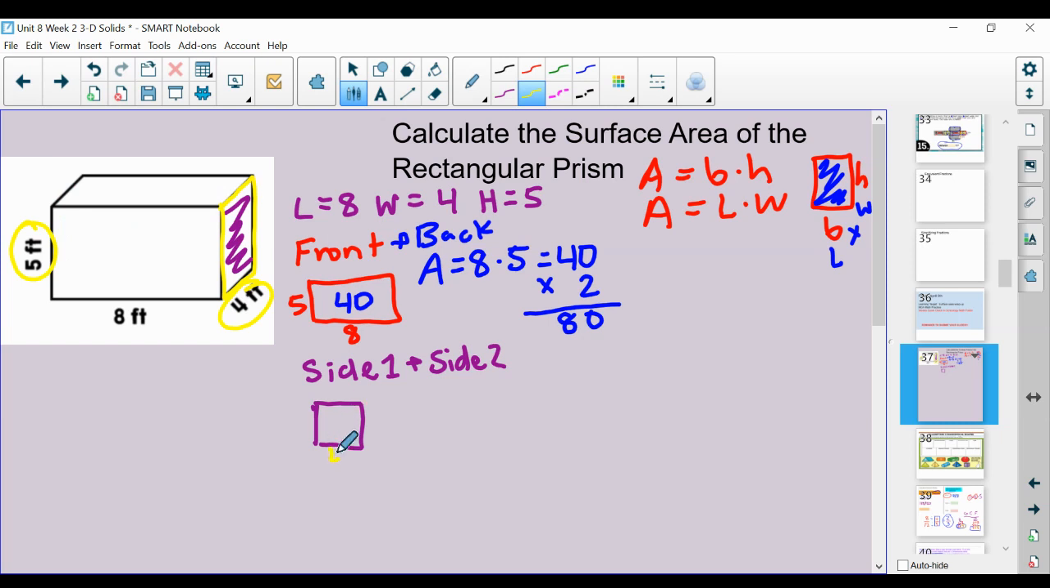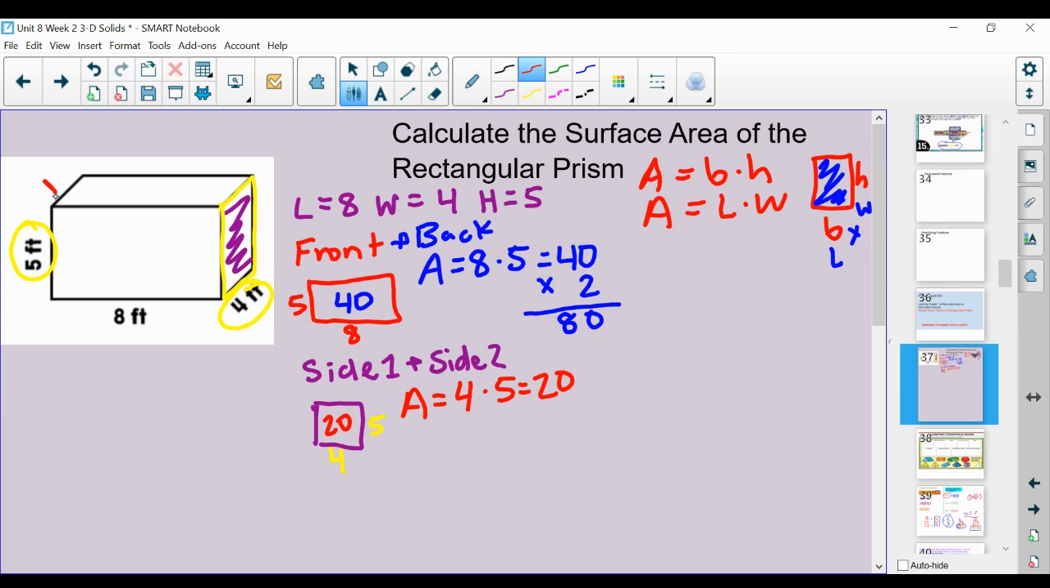So we're going to be multiplying 4 times 5. 4 times 5 gives us 20. I'm also going to write it this way. Area equals 4 times 5 equals 20 square feet.